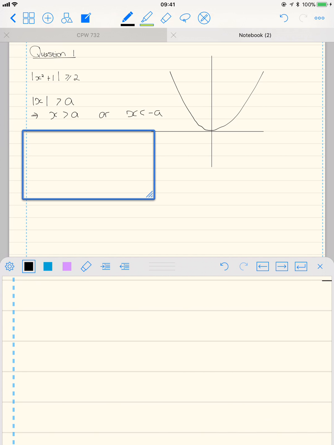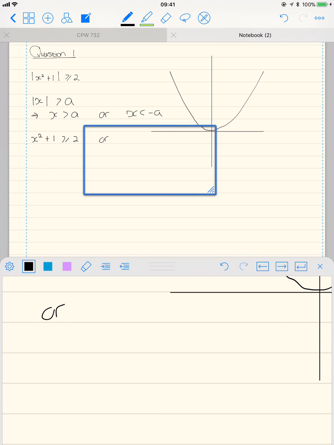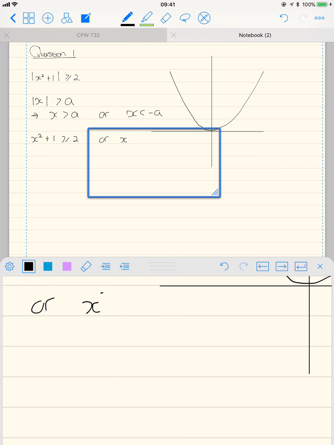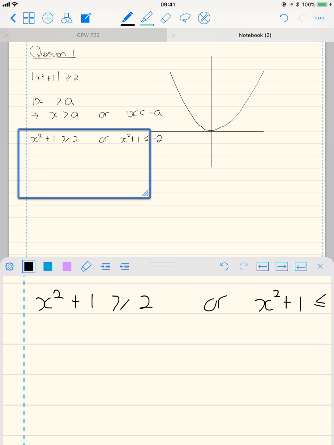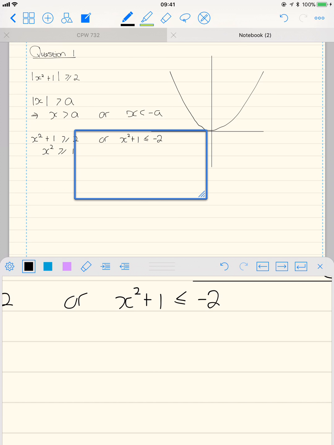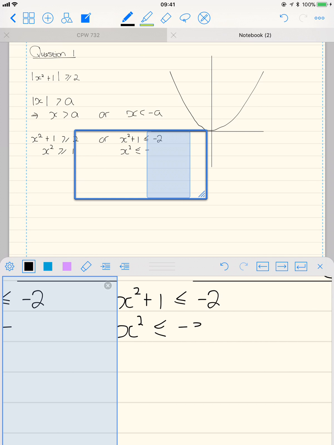So for this one, we will say x squared plus 1 must be greater or equal to 2, or x squared plus 1 must be smaller than or equal to minus 2. Okay, so then we solve for x squared. So x squared is greater or equal to 1, or x squared is smaller or equal to minus 3.